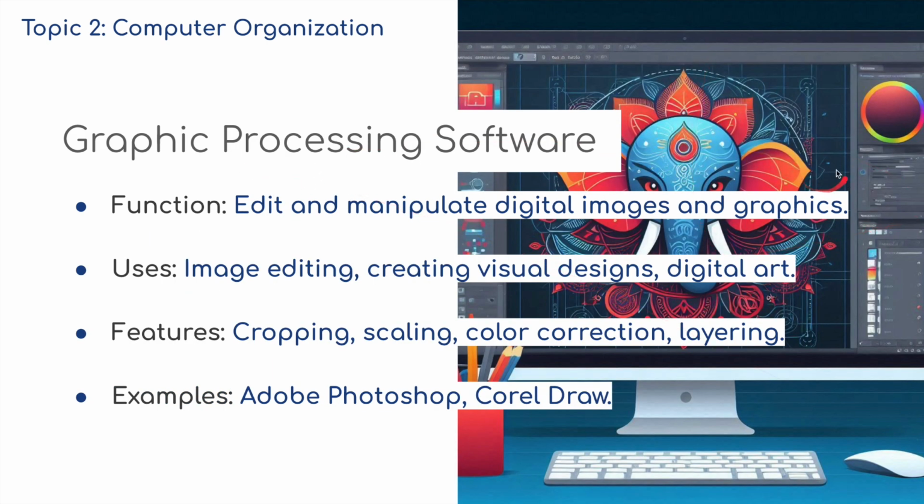And then finally, graphic processing software. Here's a screen that looks a little bit like Photoshop. It could be Adobe Illustrator, it could be CorelDRAW. The function is to edit and manipulate digital images and graphics, generally 2D graphics: image editing, creating visual designs, digital art, graphic design, cropping, scaling, color correction, layering. Ideal for sending work to be printed, be that to a normal home or office printer or sent out for larger volume print works. Adobe Photoshop and CorelDRAW would be good examples.